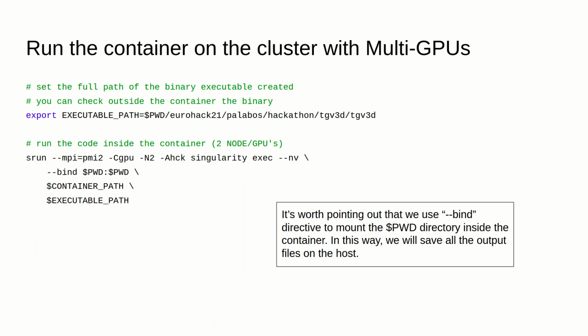So after the compilation, for example, here we have the executable path, the binary path here, and after that we just need to submit a job with, for example, here 2 GPUs, and then we are fine. And also, as we saw previously, it's worth pointing out that we use the bind directive to mount the pwd directory inside the container. In this way, we will save all the output files on the host, not inside the container.